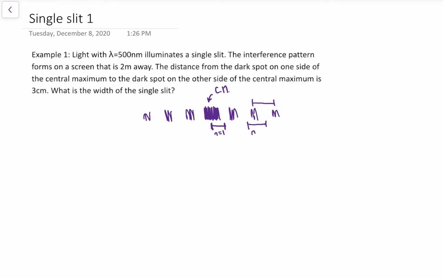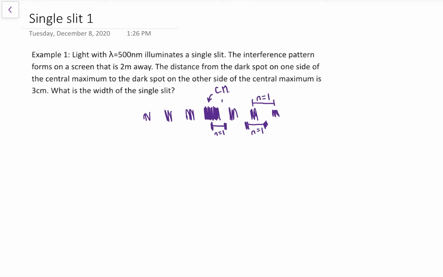So those three little lines I've drawn, this corresponds with n equals 1, this corresponds with n equals 1, this corresponds with n equals 1. If I had drawn this more carefully, all of those spacings should be the same. Dark to dark outside the central maximum is the same as bright to bright outside the central maximum, which is the same as bright to dark when we include the central maximum.